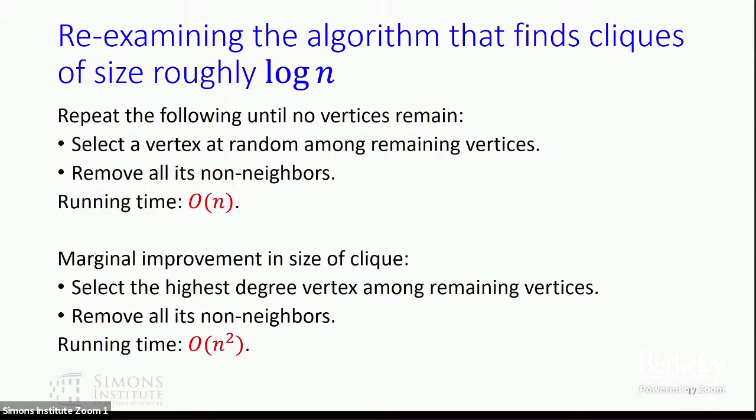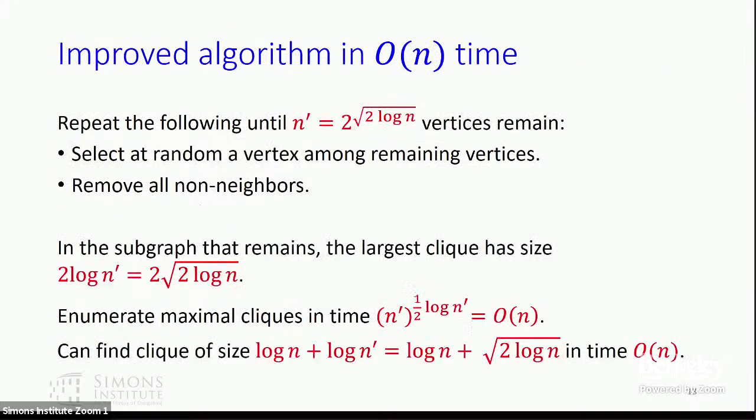If you're willing to spend more time, you can have a marginal improvement, but not significant. Instead of picking a random vertex in each step, pick the vertex of highest degree, because then you have the most vertices remaining. The change in the result is very marginal, insignificant, and the running time increases to n squared just to find the vertex of highest degree for the first step. So it's probably not worth the bother to do it.